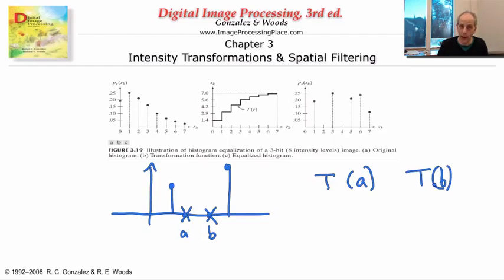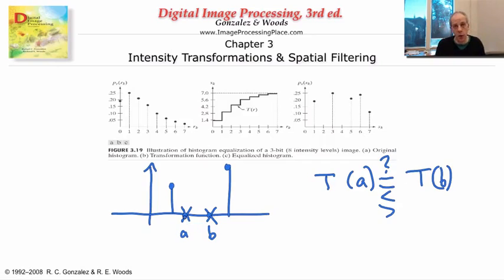So let's look at what is the correct answer. Remember, what we are doing in histogram equalization is integrating. So I ask you, what's the relationship between these two? Are they equal, less, or greater? We know, first of all, that T(B) should be greater than or equal to T(A) because we have a monotonically increasing function.